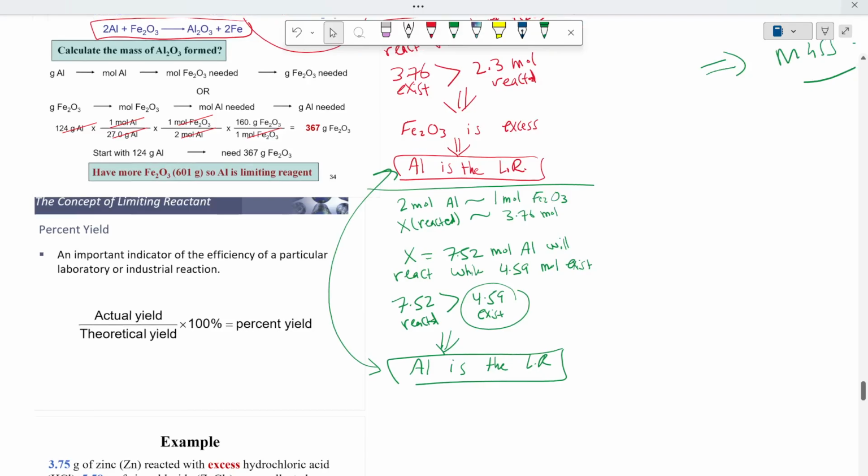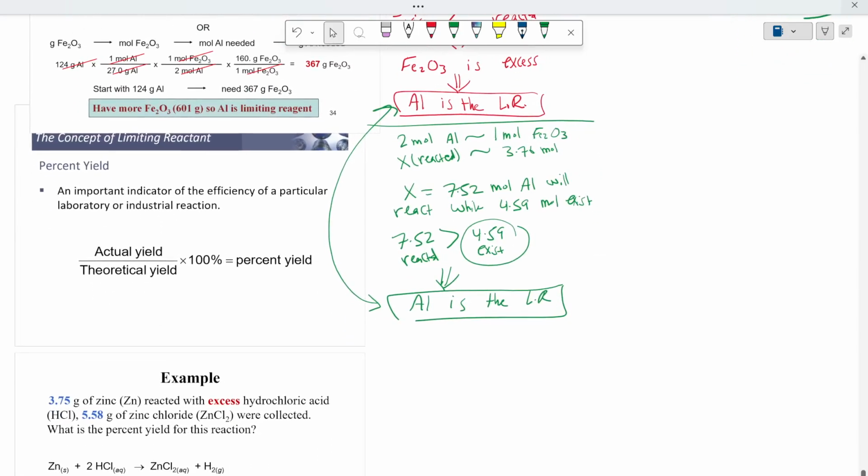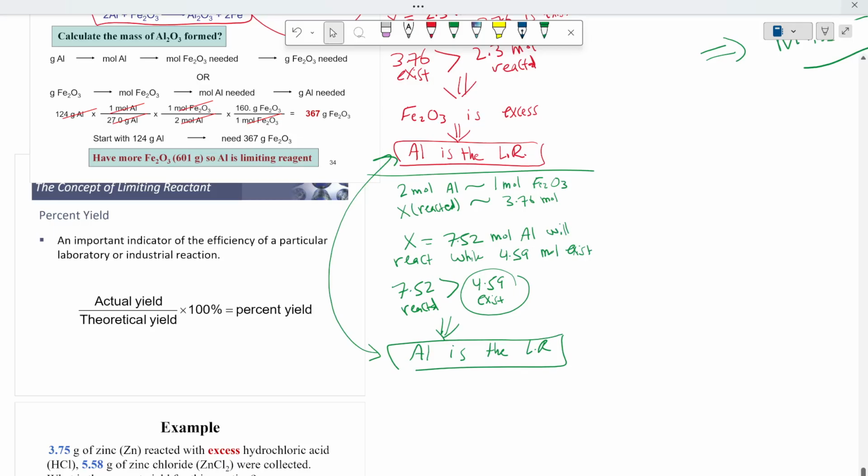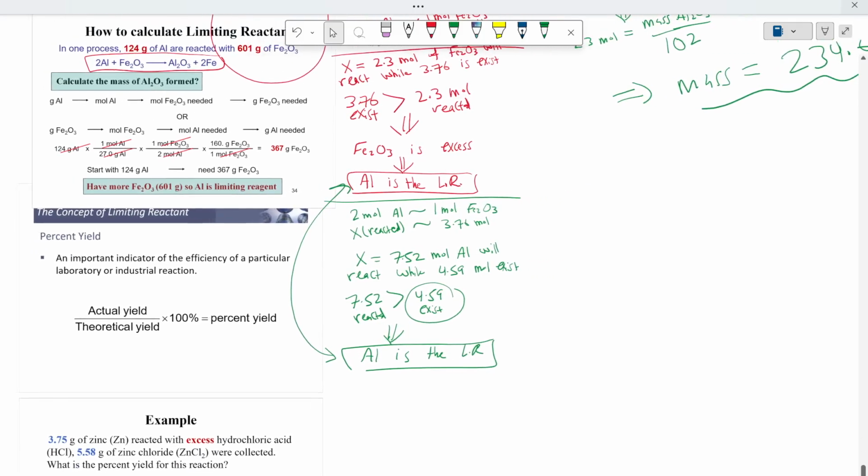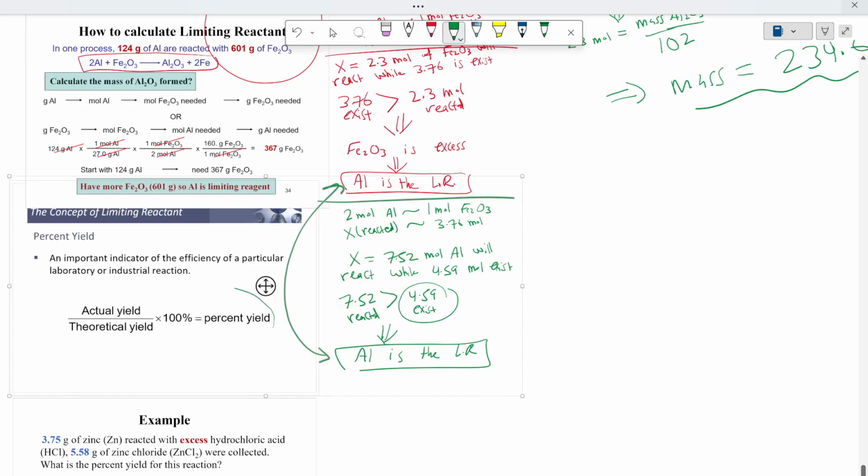The last topic in the chapter is the percent yield. What do we mean by percent yield? Percent yield equals the actual yield over theoretical yield times 100%. What we mean by actual yield and what we mean by the theoretical yield.